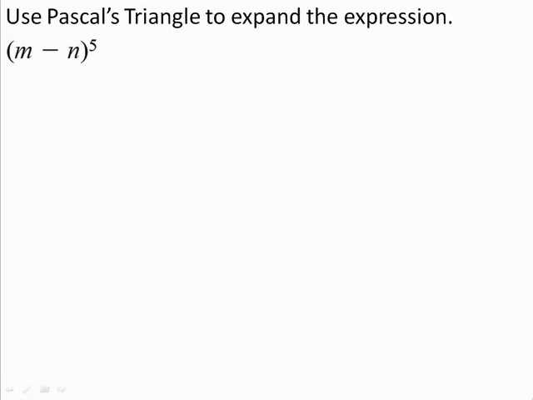Use Pascal's triangle to expand the expression (m - n) to the 5th power. Start by finding the 5th row in Pascal's triangle. The 5th row is 1, 5, 10, 10, 5, 1. Use these values to expand the expression.